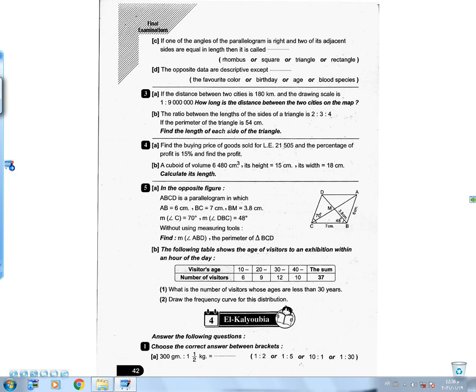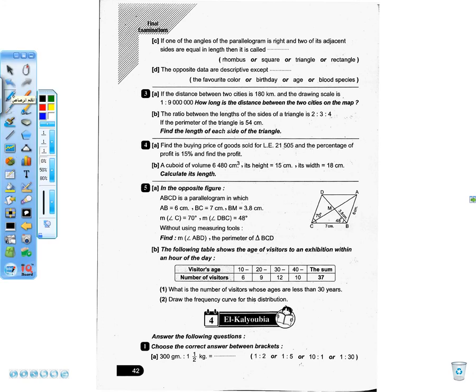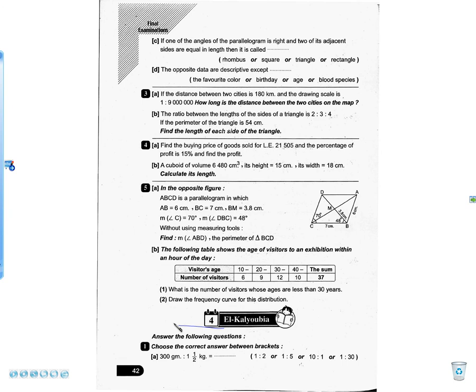Today you are going to have the third part of our revision for the whole course of grade 6, video 3. Today we are going to answer test 4. Answer the following questions. Number 1, choose the correct answer between brackets.